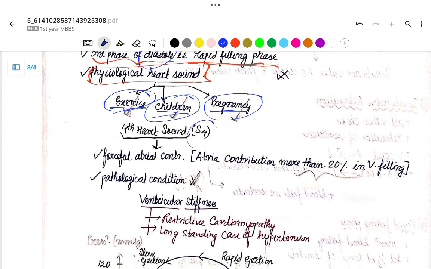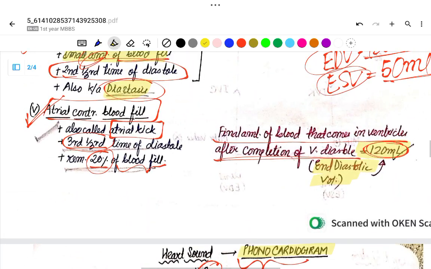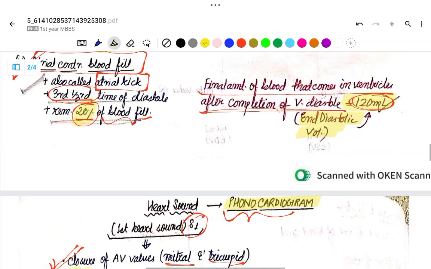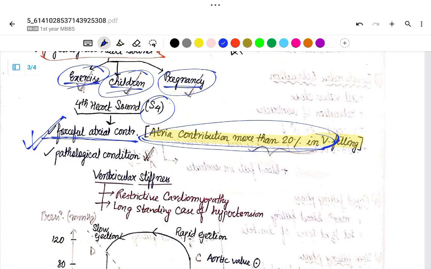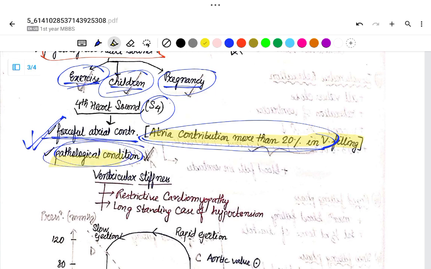And the fourth heart sound, or S4, is the forceful atrial contraction. We have learned here that the atrial kick is 20%. But if, due to some pathological or idiopathic condition, such as some deformity, anomaly, atrial fibrillation, myocardial infarction, or heart block, any underlying cause, the atrial contribution is more than 20% of ventricular filling, then we have the fourth heart sound. That is a pathological condition. Okay.